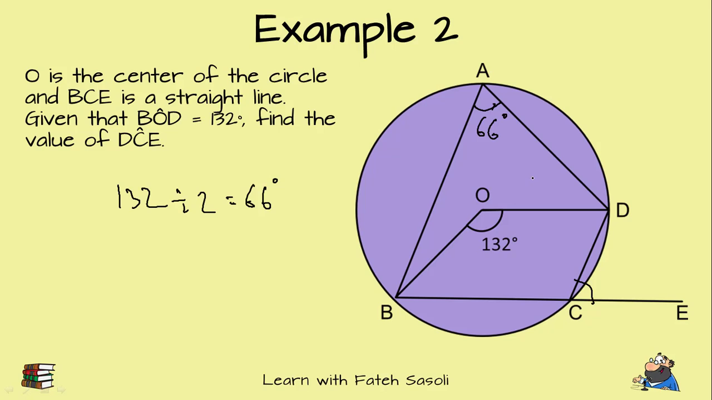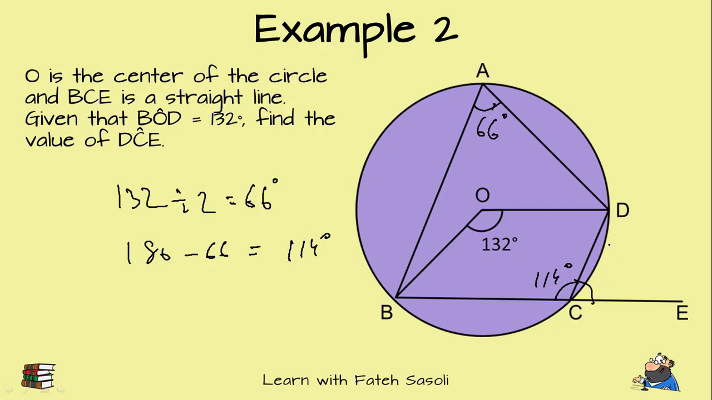And since the figure ABCD is a quadrilateral, opposite angles should be supplementary, which is equal to 180 degrees. So to find out this angle over here, DCB, what we need to do is 180 minus 66, which is 114 degrees. So this angle over here was 114 degrees.